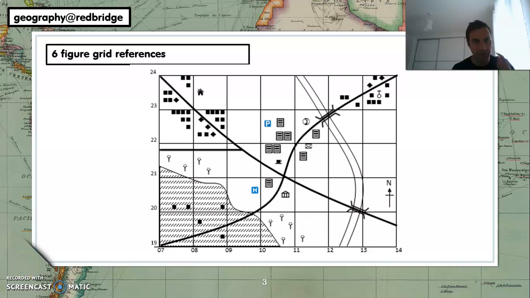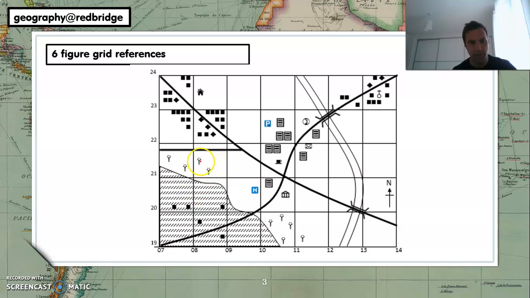Right, so moving on, we've done four-figure grid references, which are the basic ones, and then we need to start to look at six-figure grid references, which are slightly more tricky. Basically the same, just adding an extra two figures in there, and we're going to start to work that out very, very quickly. It just allows us to be a little bit more accurate.